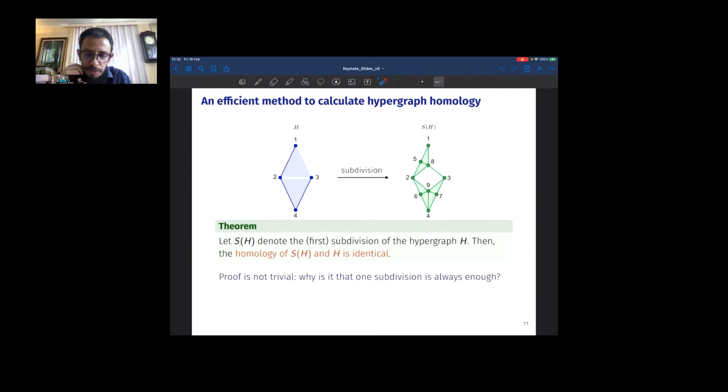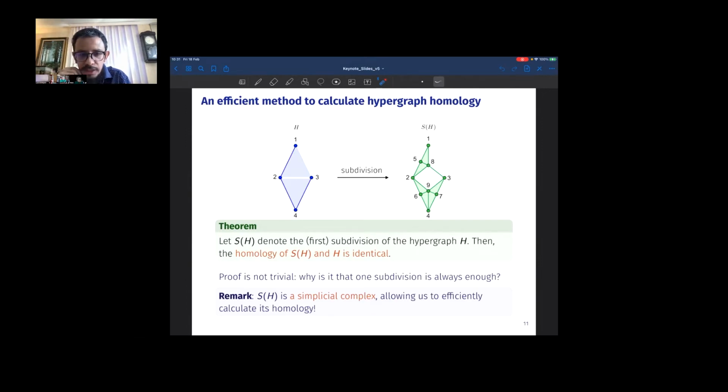And what we can actually prove is the following theorem: if you denote by S of H the first subdivision of the hypergraph H, then the homology of the subdivision is identical to the homology of the original hypergraph H. And the proof is not trivial for me. For example, the theorem is claiming that just using one subdivision is always enough to preserve the homology of the original hypergraph. And it's tricky to show that it's always enough to have one subdivision, that it is not necessary to do 3 or 4 subdivisions. And the importance of the utility of this.